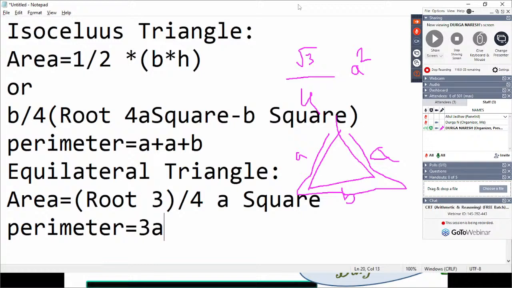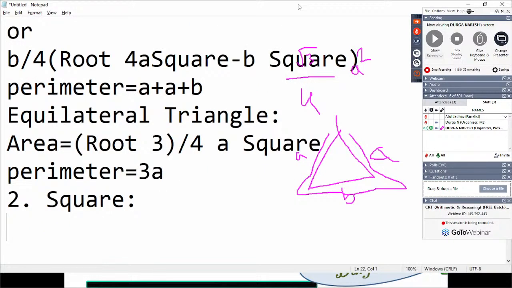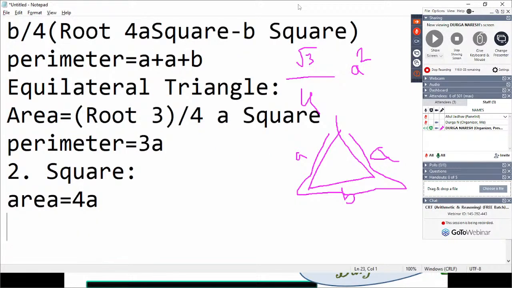Clear? So the second one is the square. Everyone knows the square means all four sides are equal. Area is equal to a squared. Everyone knows. If you want, you can write down, otherwise no need. Perimeter is equal to a plus a plus a plus a, 4a.